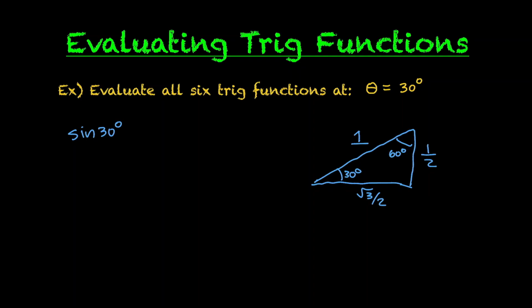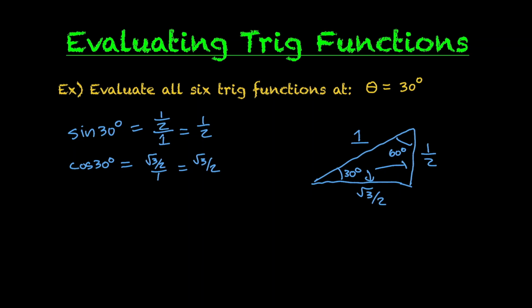So sine of 30 degrees is opposite over hypotenuse. Opposite of that 30-degree angle is 1/2, over the hypotenuse, which is 1, so 1/2 over 1 is just 1/2. Whereas cosine of 30 degrees is adjacent over hypotenuse, so root 3 over 2 over 1, which is just root 3 over 2. And finally, we'd have tangent of 30 degrees is equal to opposite, 1/2, over adjacent, root 3 over 2.